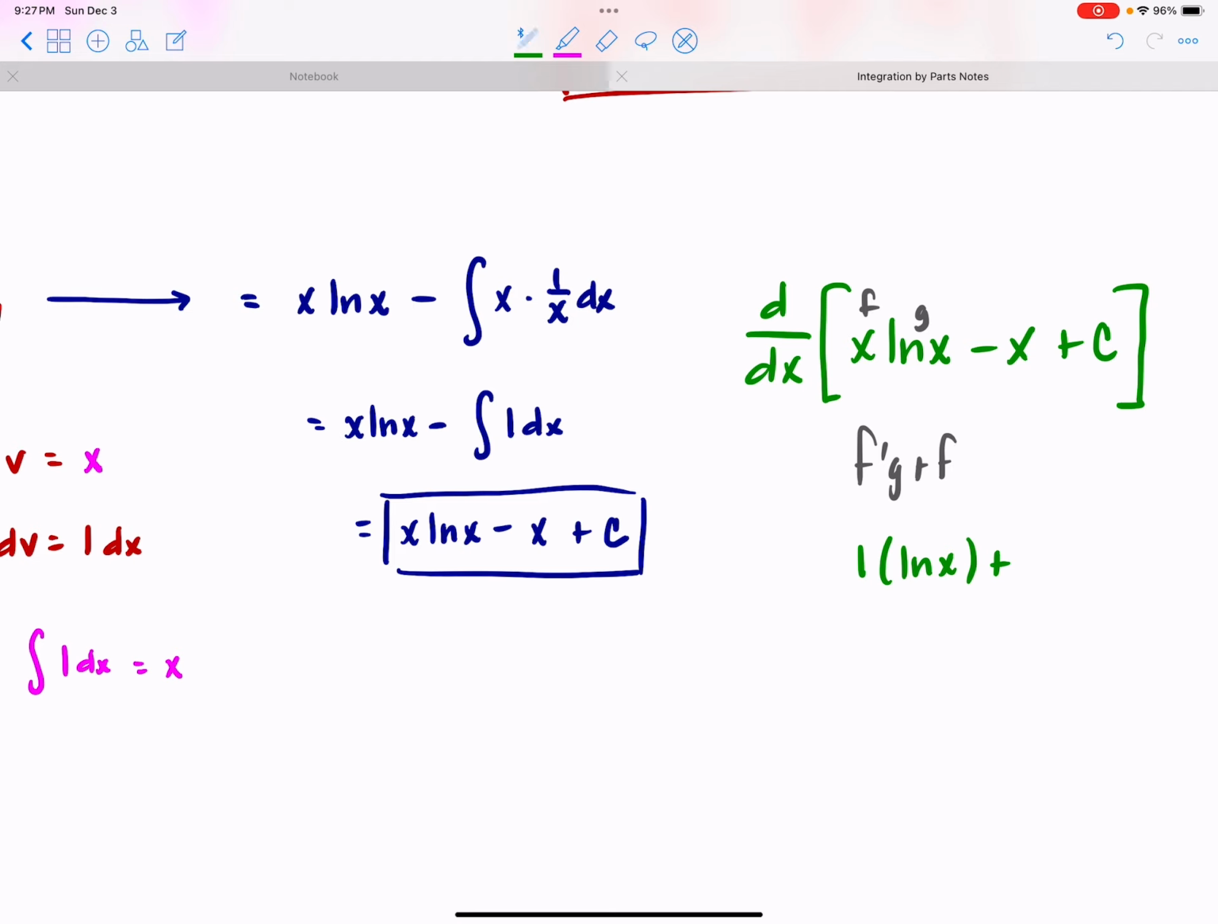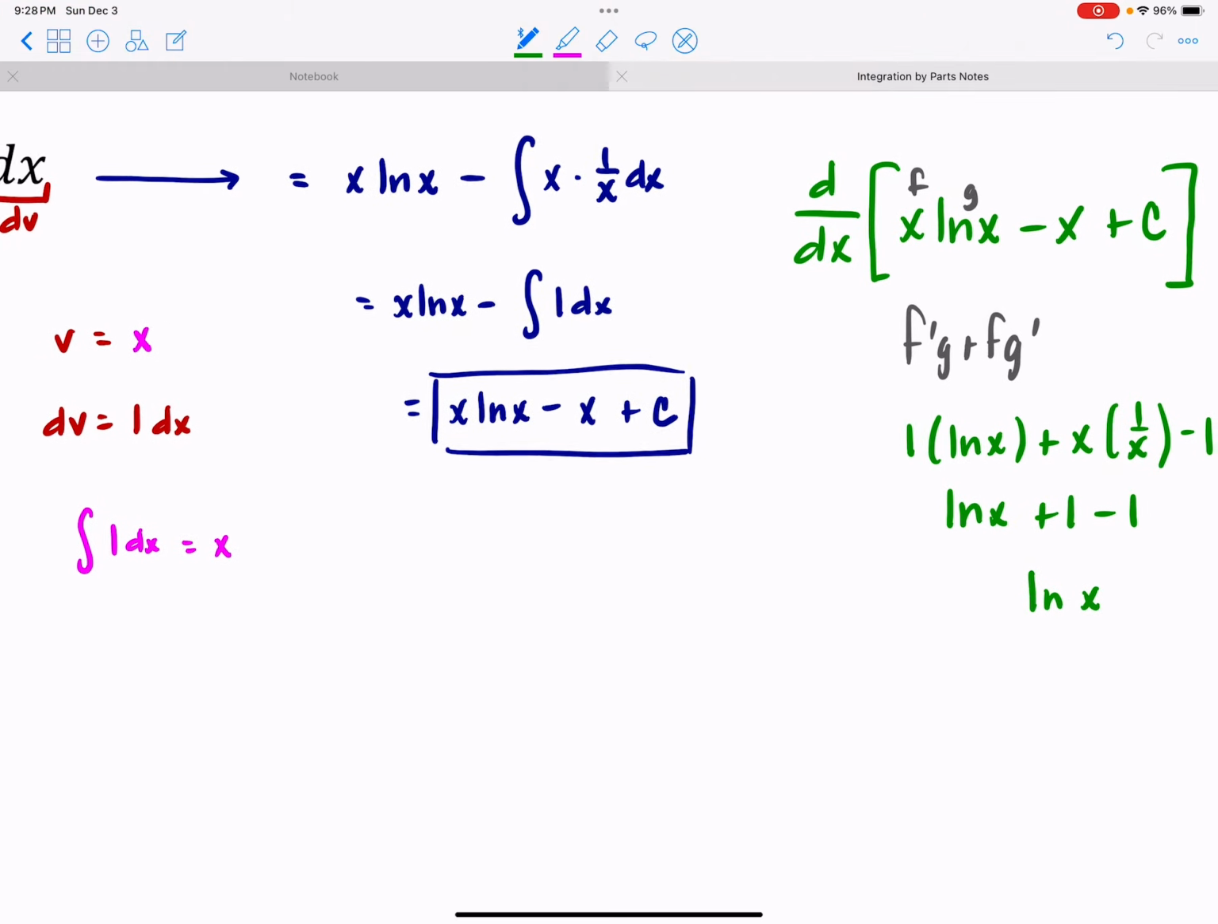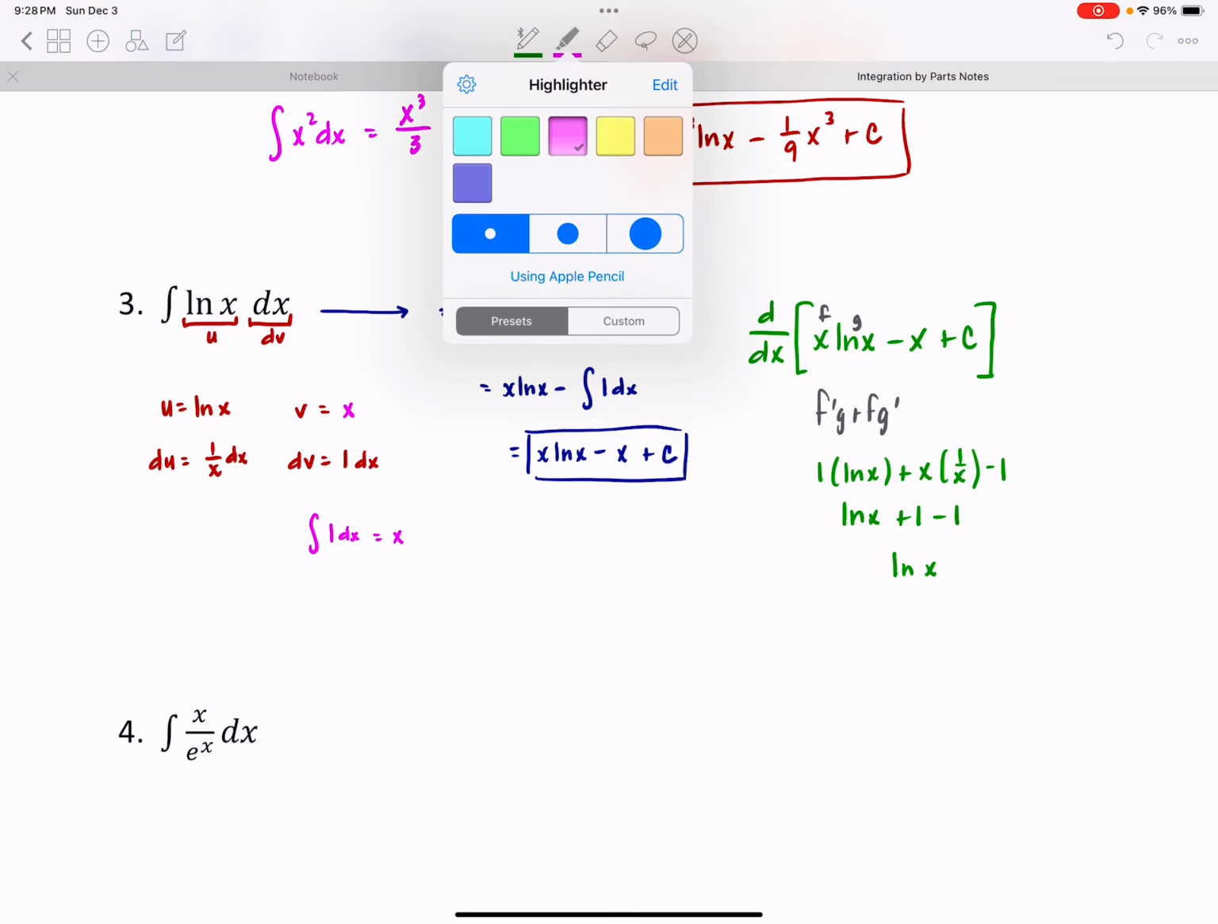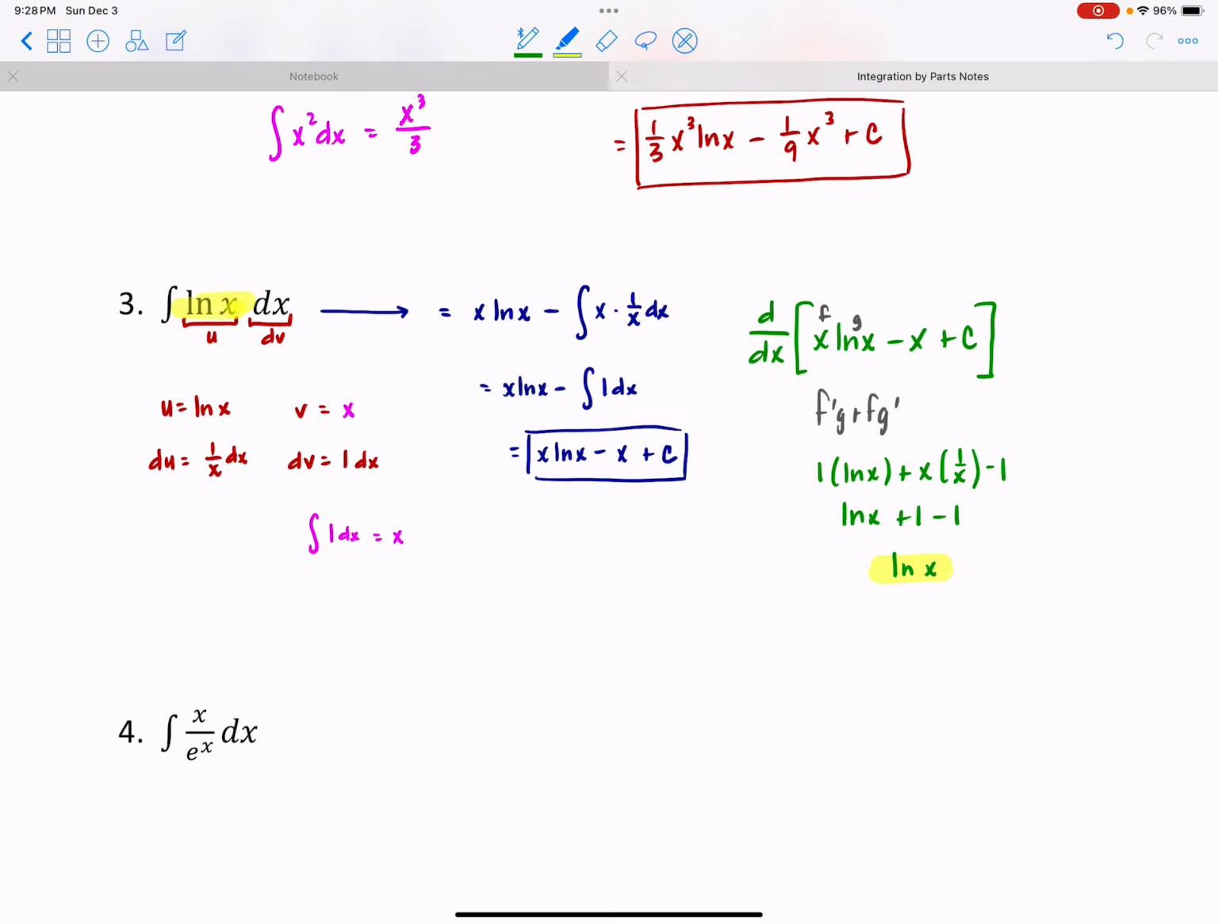I think I said and wrote different things. f prime g plus fg prime. There we go. So f prime, again 1, g is just natural log of x, f would be x, and then g prime, the derivative of natural log of x, would be 1 over x, and then the derivative of minus x would just be minus 1, and then the derivative of the constant goes away. So this is the natural log of x, this becomes a positive 1, and then a minus 1, positive 1 minus 1 cancel, leaving me natural log of x. Perfect. Perfect again because what I have here matches what I have here.